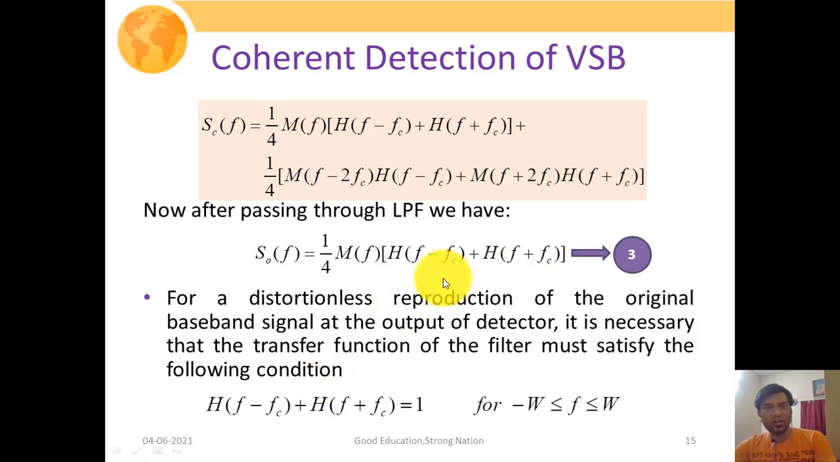So in this particular case, if H of f minus fc plus H of f plus fc is equal to 1, then we will get the undistorted message signal back. So if, during these frequency bands, this value is equal to unity, then we are in a state to retrieve our message signal back.